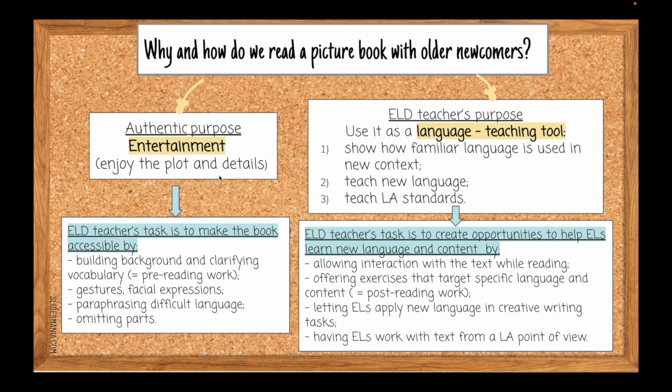To help our students enjoy the plot and details, we will need to make the book comprehensible. We do this by building background and clarifying vocabulary in the pre-reading work. In a minute, I'm going to give you specific examples of how I do that. We will also use gestures and facial expressions. We will be paraphrasing difficult language, and we will be omitting parts. Again, I'm going to show you what I'm talking about.